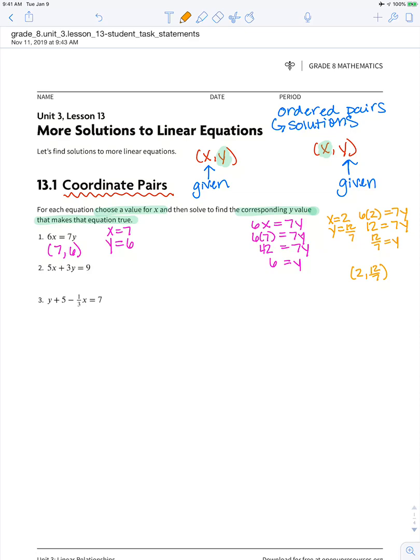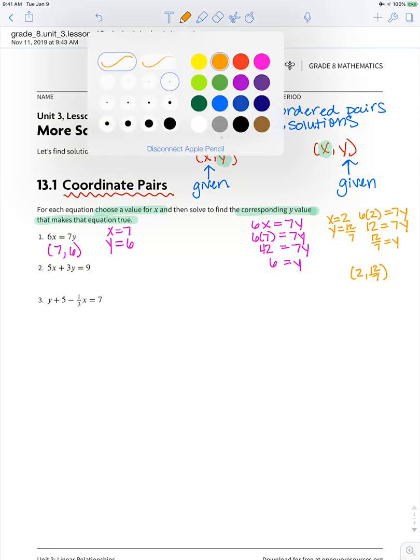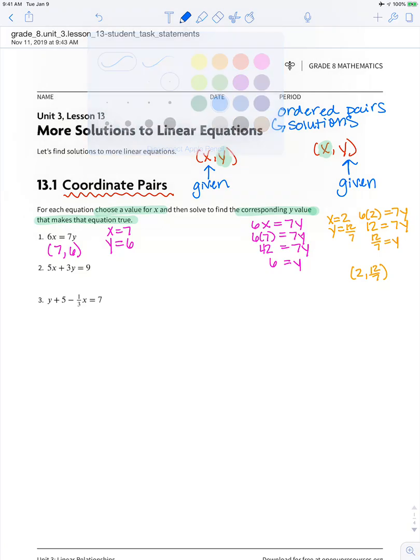And again, you might have picked something different. Okay, as I continue, the next one, I chose to let X be equal to 3. So I know here, I'm trying to find out what Y is.